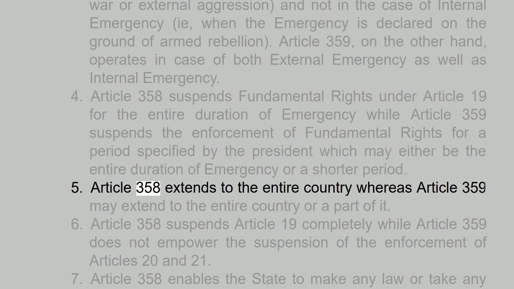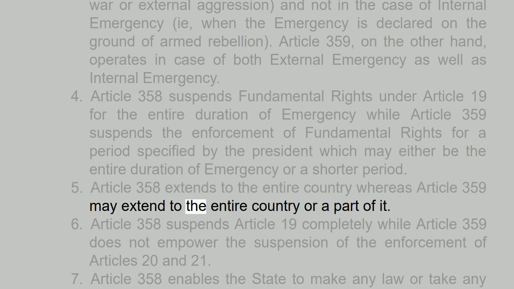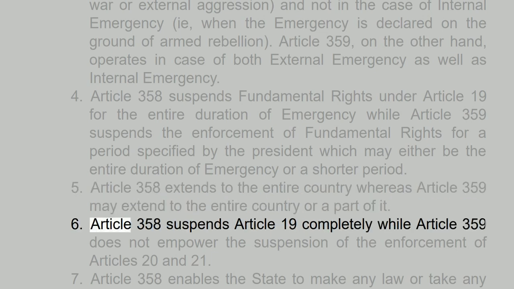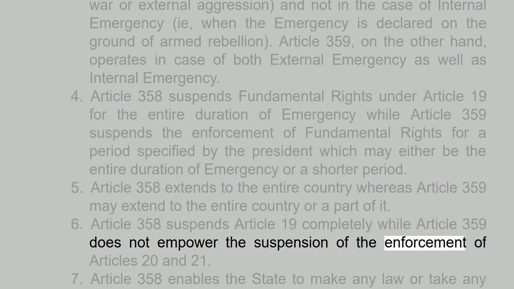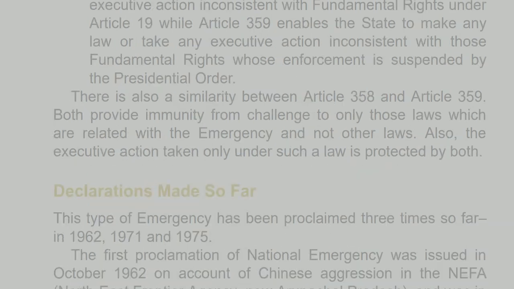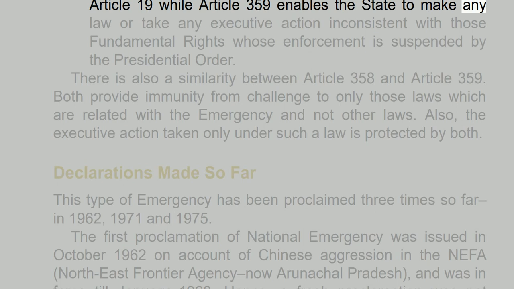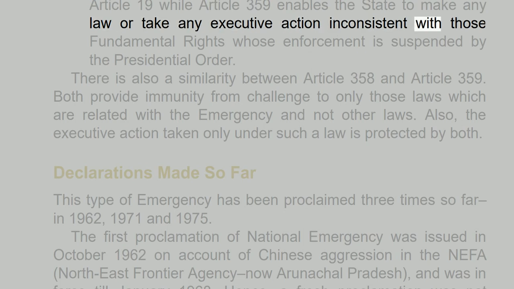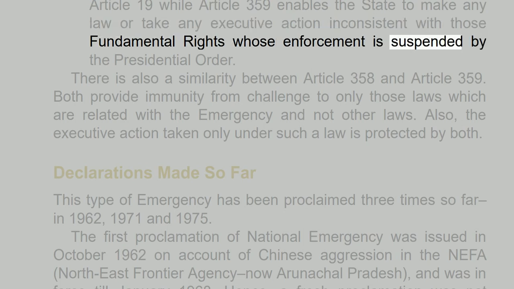5. Article 358 extends to the entire country, whereas Article 359 may extend to the entire country or a part of it. 6. Article 358 suspends Article 19 completely, while Article 359 does not empower the suspension of the enforcement of Articles 20 and 21. 7. Article 358 enables the state to make any law or take any executive action inconsistent with fundamental rights under Article 19, while Article 359 enables the state to make any law or take any executive action inconsistent with those fundamental rights whose enforcement is suspended by the presidential order.